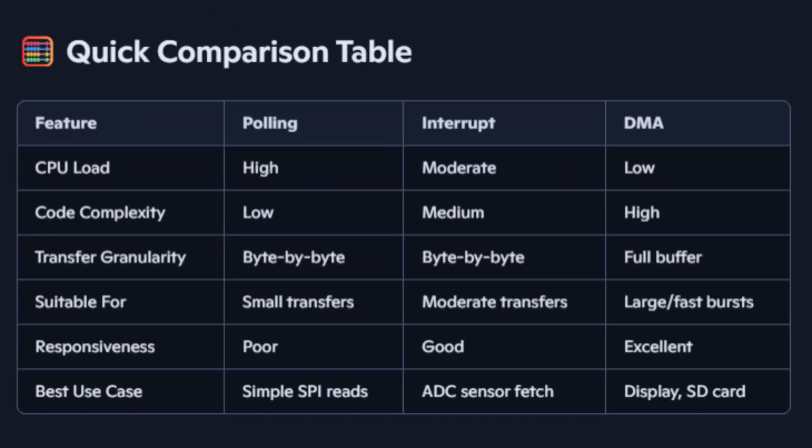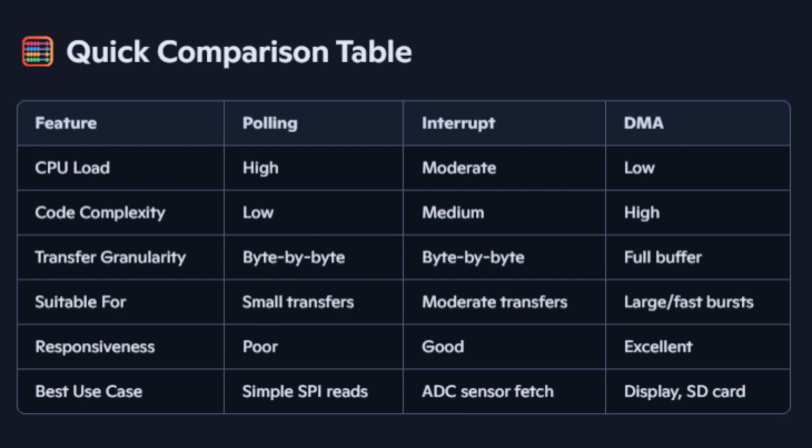Polling-based SPI. Simplest code: the CPU loops, checks a flag, SPI flag TXE to send, SPI flag RXNE to receive. Reads, writes a byte, repeats. Pro, very easy. Con, CPU is 100% blocked during the transfer, terrible for performance and responsiveness. Only suitable for very short, infrequent transfers where blocking isn't an issue.